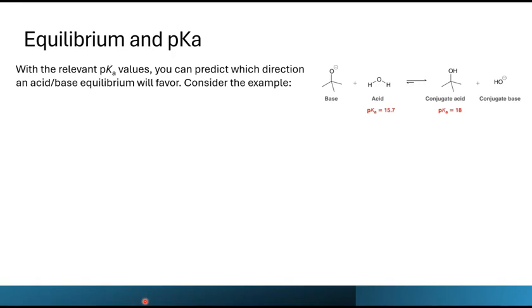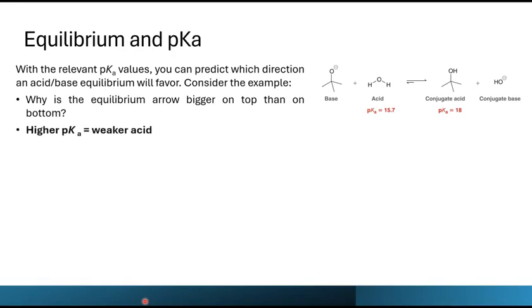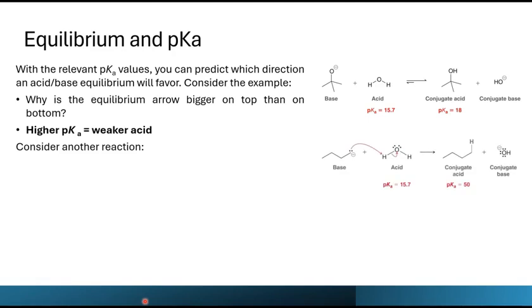Therefore, equilibrium is going to favor the weaker species. The higher the pKa, the weaker the acid. Equilibrium should favor the products. Why is the arrow on top bigger than the one at the bottom? To help indicate that higher pKa means weaker acid. Weaker acid means more stable. It will stay intact. Let's consider another reaction.